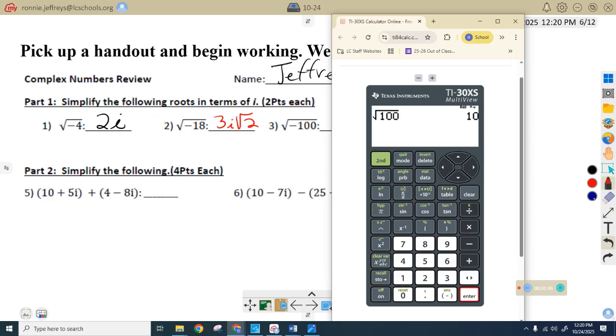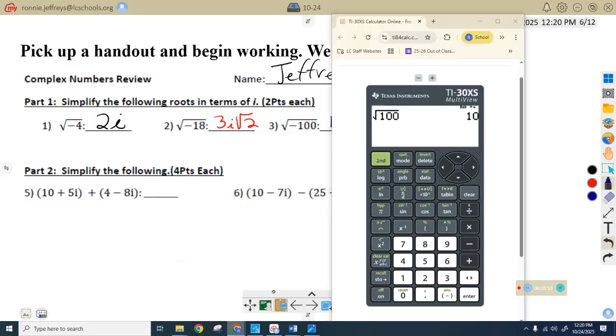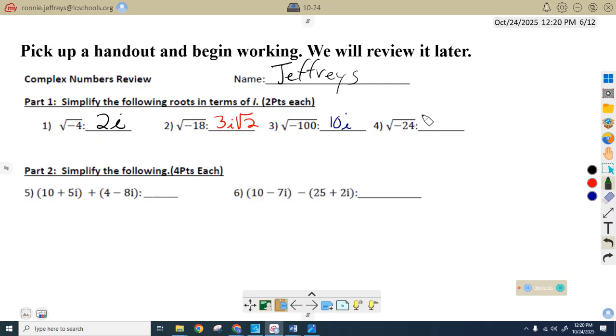All right, so this one's just 10i. And then the second, square root of negative 24. All right, so this would be 2i root 6. All right.